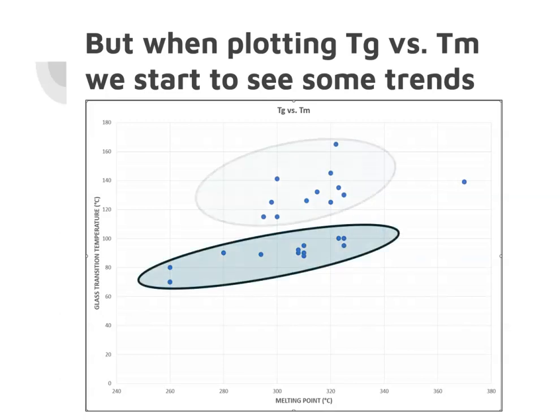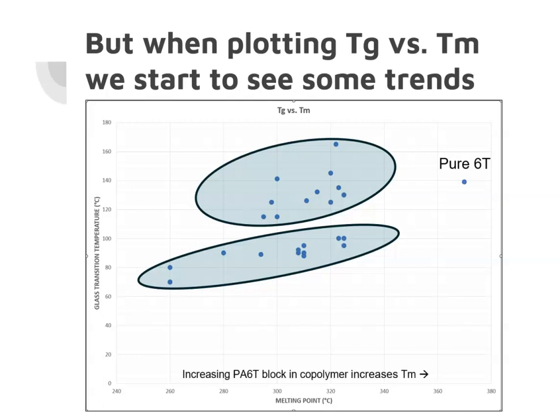What you'll see are two different clusters of materials represented by these ovals, as well as pure 6T on the far right. And what the literature suggests is that increasing the PA6T block in the copolymer increases the melting point. And furthermore, increasing the aromatic to aliphatic ratio increases the Tg. Now this gives us a sense of what controls these particular material properties.